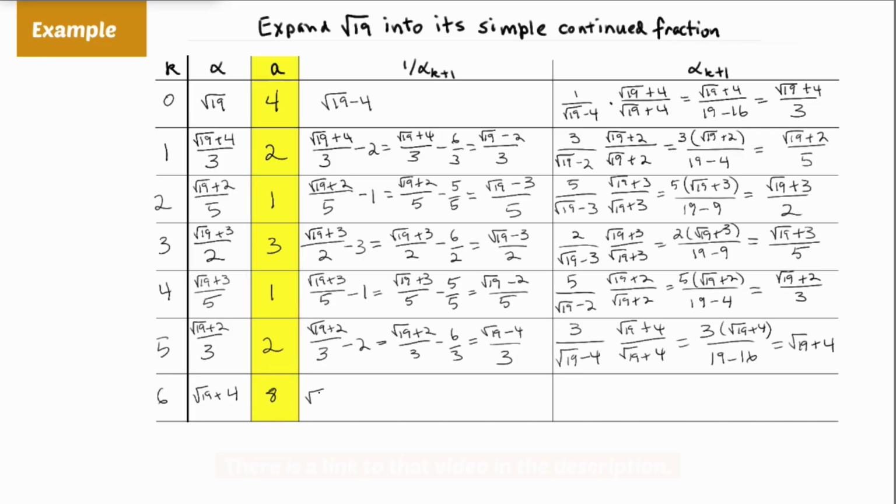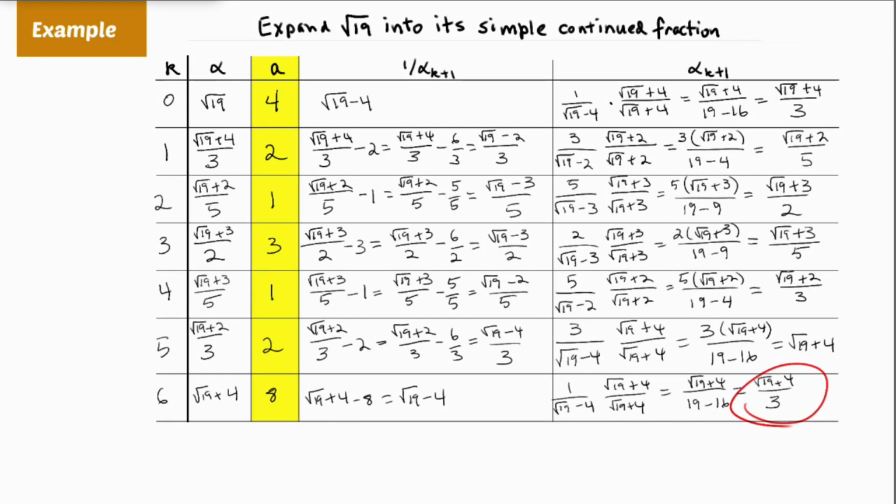We don't need to complete the last row, but let's go ahead and do it and see what happens. The remaining fraction equals square root of 19 plus 4 minus 8, so it is square root of 19 minus 4. Take the reciprocal, multiply and divide by square root of 19 plus 4, and we get square root 19 plus 4 over 3. That would be our alpha if we continued and did a row for k equals 7. But look, we already had this value of alpha once before, up here when k equals 1.